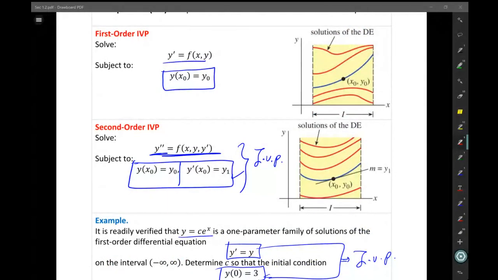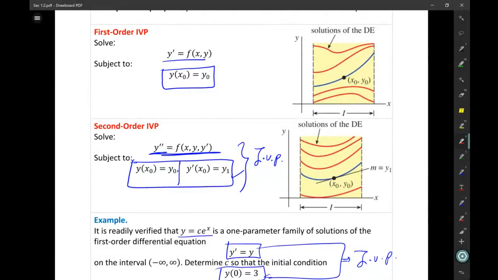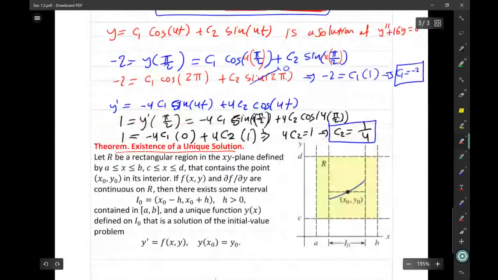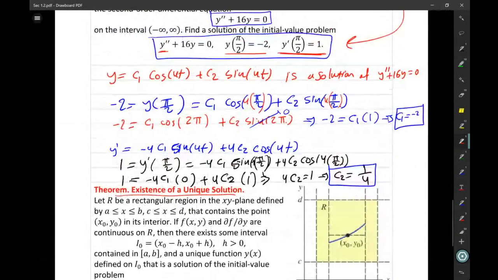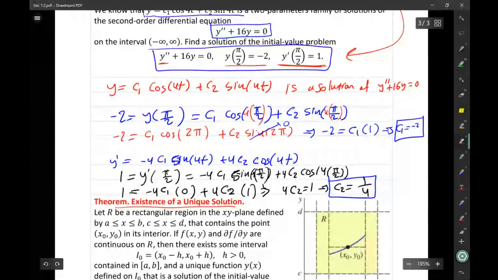Any question up to now? Any question or inquiry so far? Yes, doctor. The last step on the last example, the last step. I see.